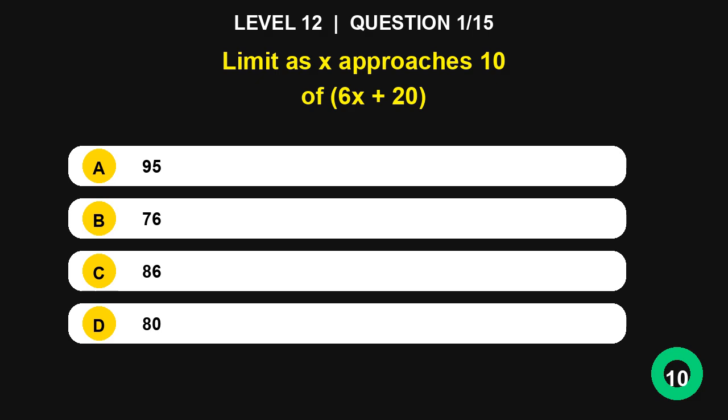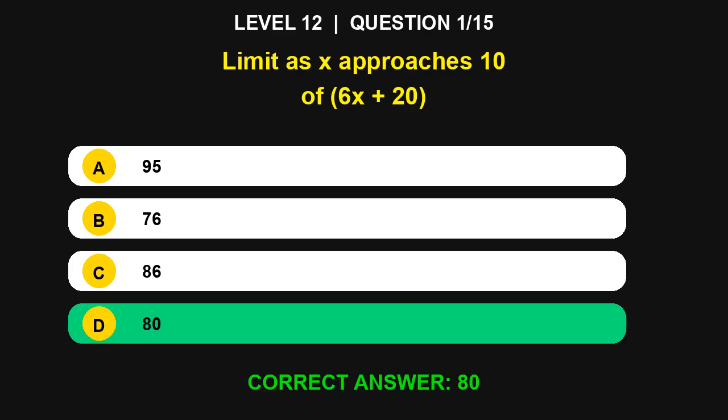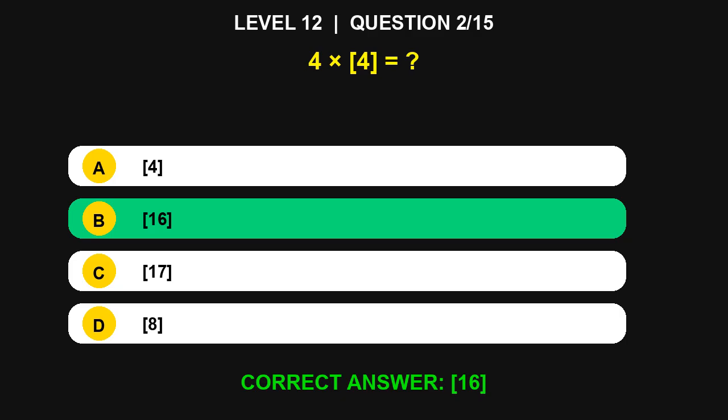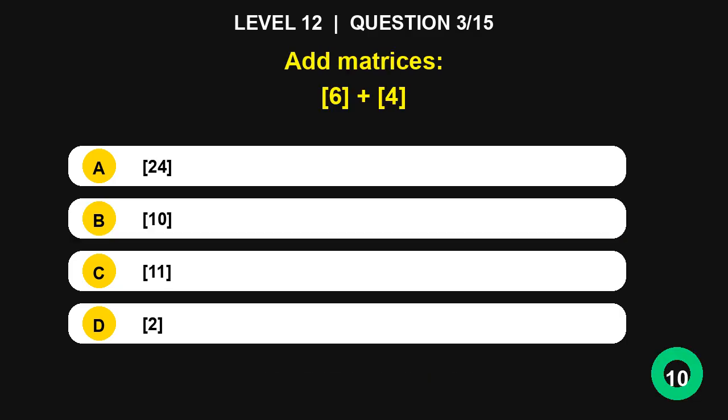Limit as x approaches 10 of 6x plus 20? Answer is 80. 4 times 4 equals? Answer is 16. Add matrices.